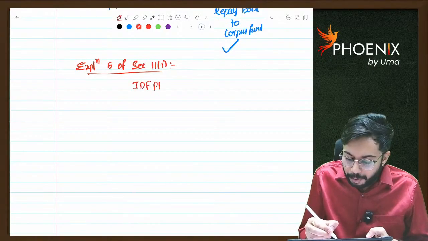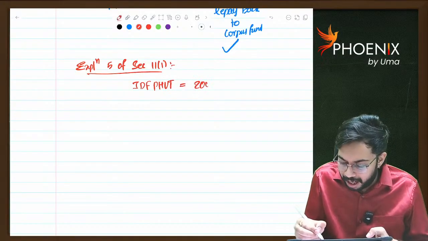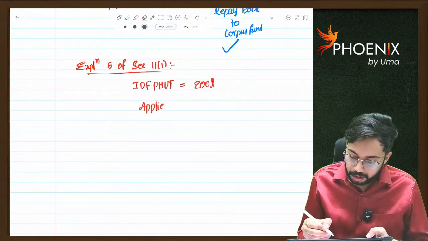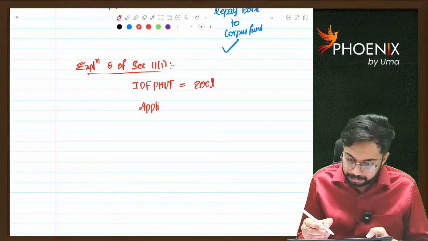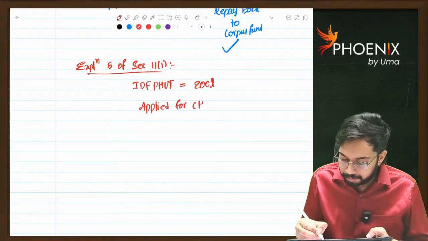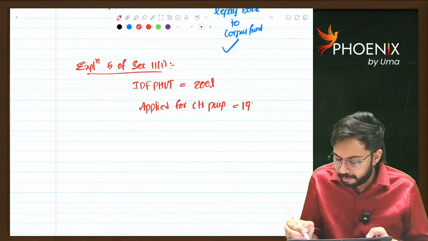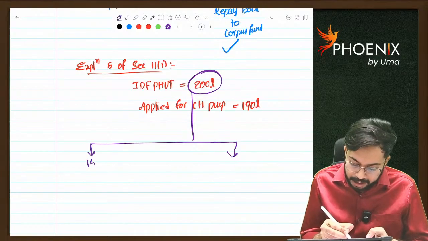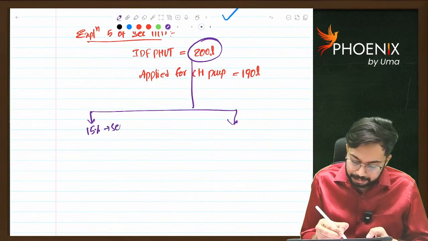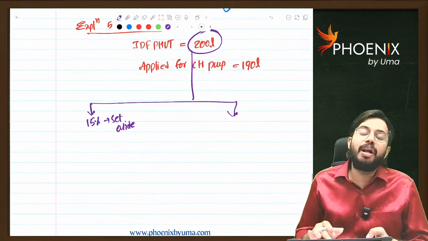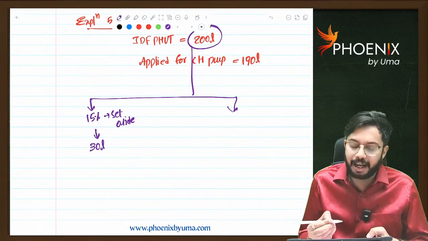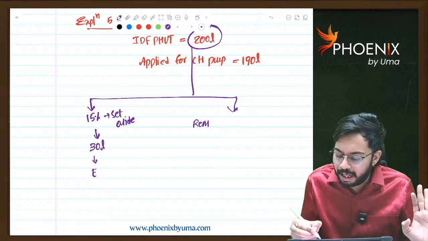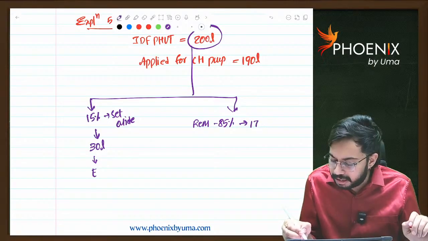Income derived from property held under trust is 200 lakhs. You applied for charitable purpose 190 lakhs. Now, how it will be, whatever the income derived from property held under trust is there, 15% can be set aside. So how much is 15%? 200 lakhs into 15%, 30 lakhs. 30 lakhs is fully exempted. It is not at all taxable. How much is remaining? 85%. Remaining 85% is 170 lakhs.